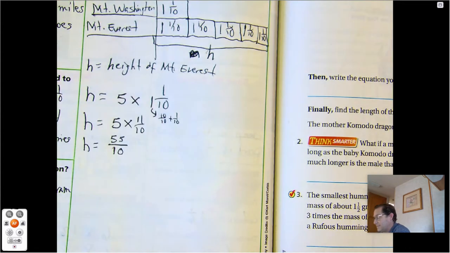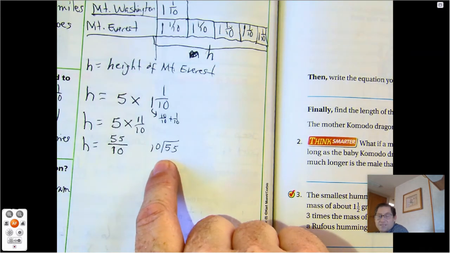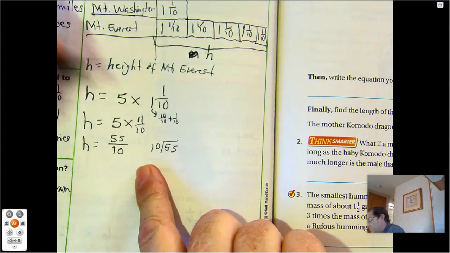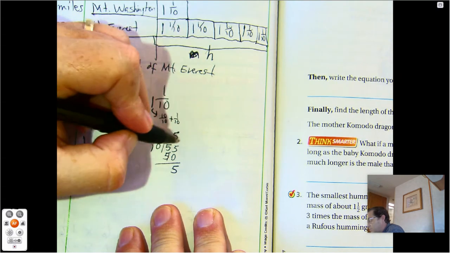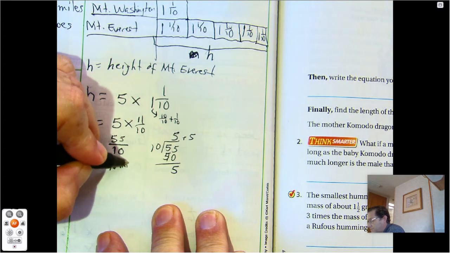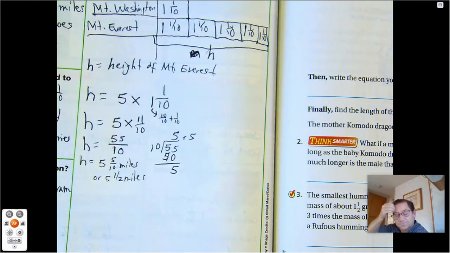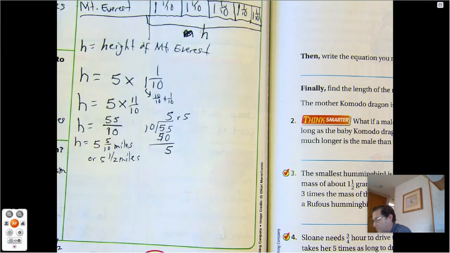Now let's change that into a mixed number. Okay, so 55 divided by 10. I can't share the 5 tens into 10 groups equally, but I can share 55 ones equally into 10 groups 5 times. So 5 times 10 is 50 with a remainder of 5. So 5 remainder 5. So the height is 5 5/10 miles or 5 1/2 miles. So Mount Everest rises about 5 5/10 or 5 and 1/2 miles above sea level.